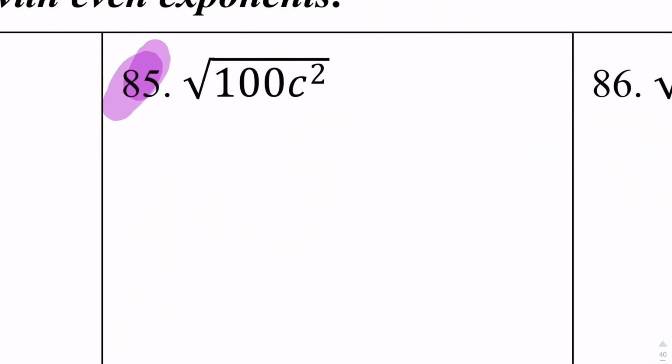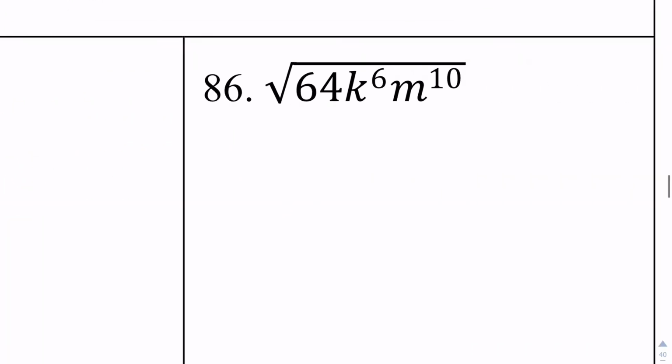85. I'm going to look at this as 2 pieces. I'm going to first think about the square root of 100, which is 10. And then I'm going to look at c squared. So if I have 2 c's, how many pairs do I have? I have just 1. And so the square root of 100c squared is 10c.